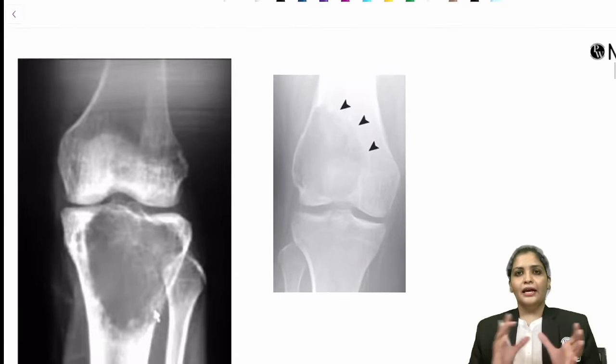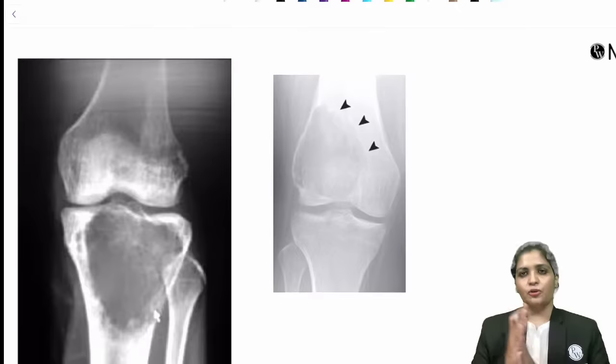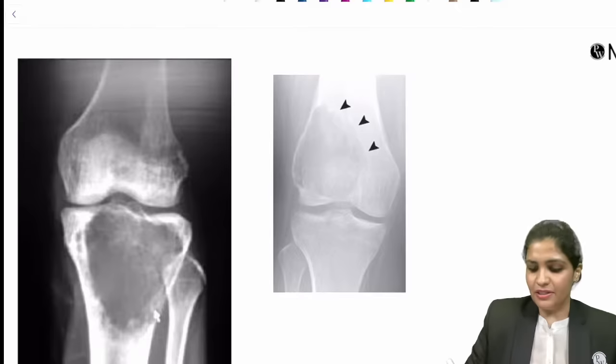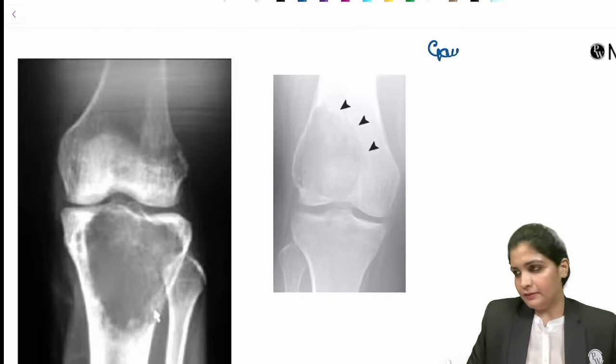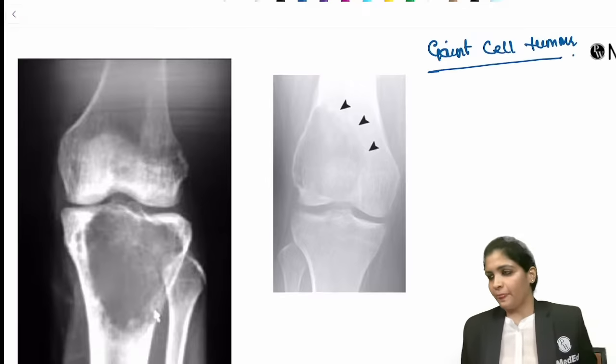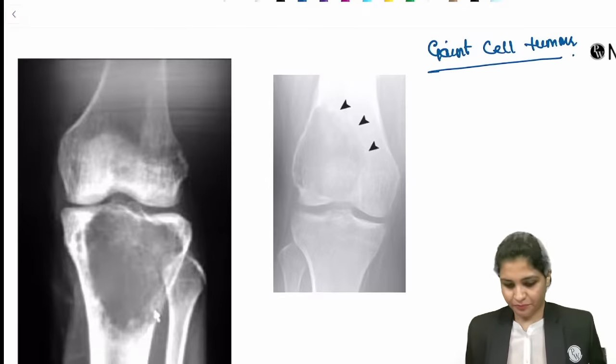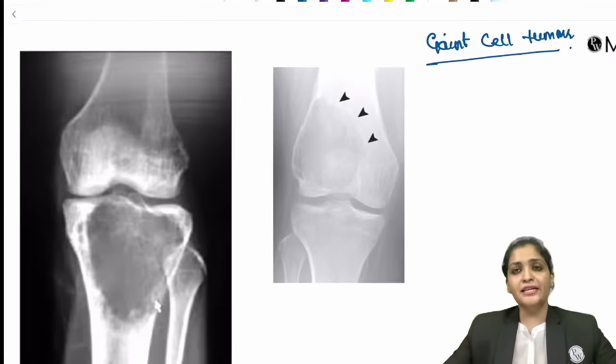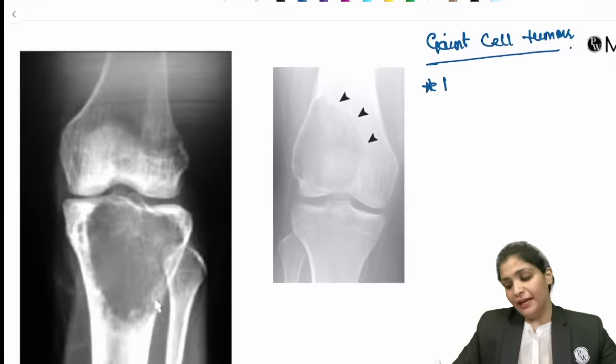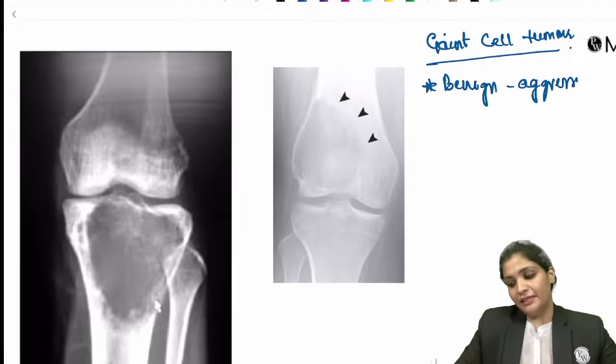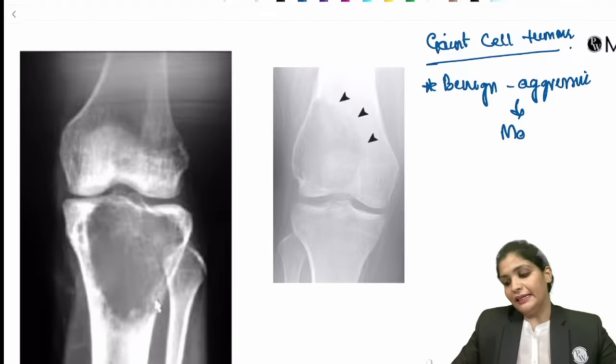So those are the bone forming tumors, that is osteoid osteoma and osteosarcoma. Now let's learn about GCT, giant cell tumor. Giant cell tumor is a peculiar tumor which is benign, but it is aggressive. What does that mean? Aggressive means it has malignant features, but it is not malignant.